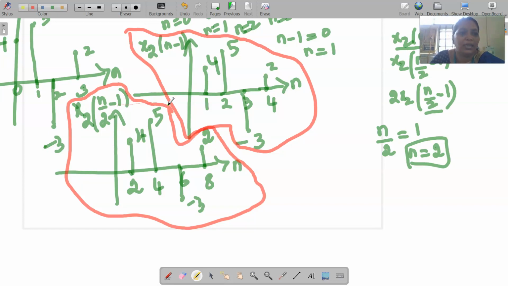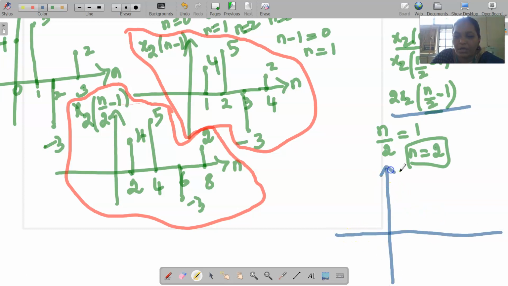So for that I am going to apply the last operation. So what is the last operation? We need to find out what is 2x2 of n by 2 minus 1. So last operation is amplitude scaling. Just multiply all your amplitudes by 2. That's all.